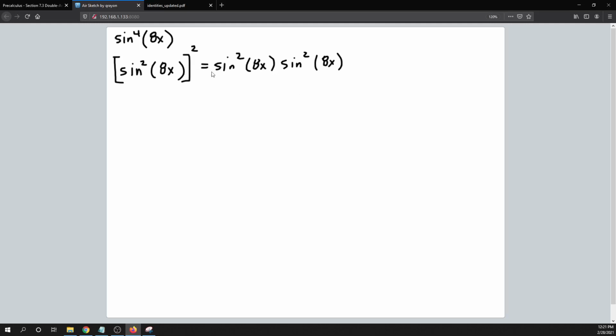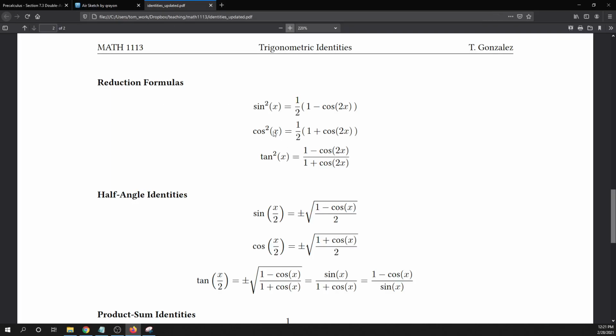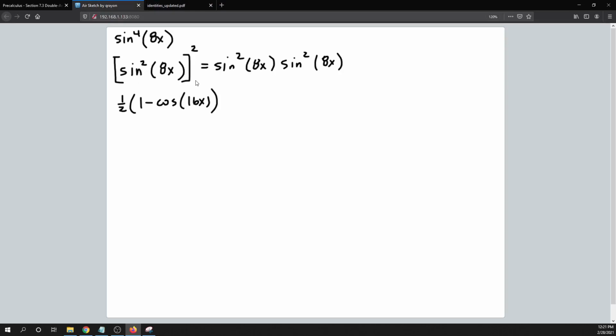And now use the power reducing formula for each of these sine squareds. So this first sine squared is equal to 1/2 times 1 minus the cosine of 16x. Remember, in order to use the power reducing formula, you are going to have to double the angle. So this is the one I'm using, 1/2 times 1 minus cosine 2x. In this case, 8x was playing the role of x, so I had to double that. 2 times 8x would be 16x. And then I would do the same thing over here for this one: 1/2 times 1 minus cosine of 16x, like so.